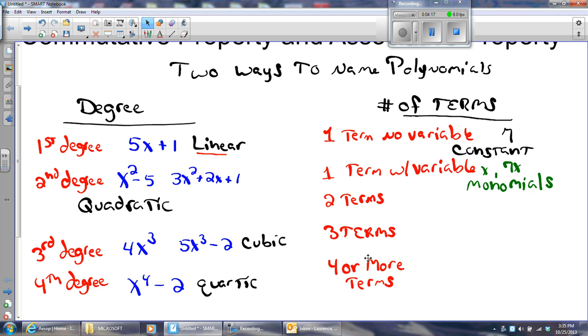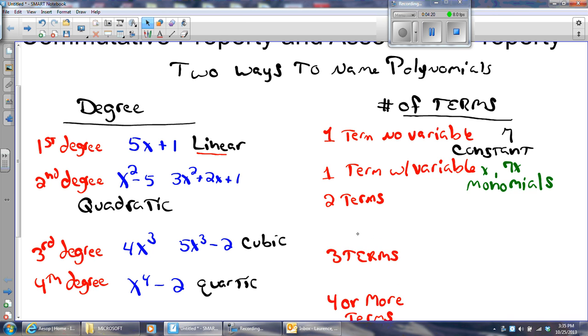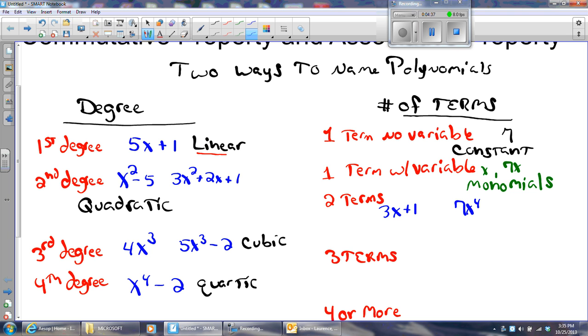Let me move this stuff down a little bit, give myself some room to work. If you have two terms, it doesn't matter to what degree those terms are. For example, you might have 3x plus 1. There's two terms there. It doesn't matter that one's a constant. You might have 7x to the fourth plus 2x squared. There's two terms there. Those are called binomials, bi meaning two, like bicycle, a two-wheel cycle. So, binomials.